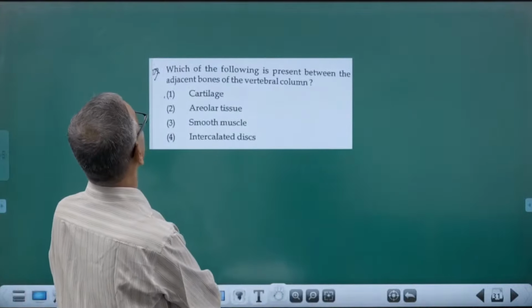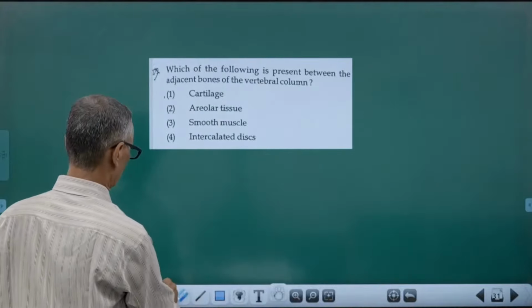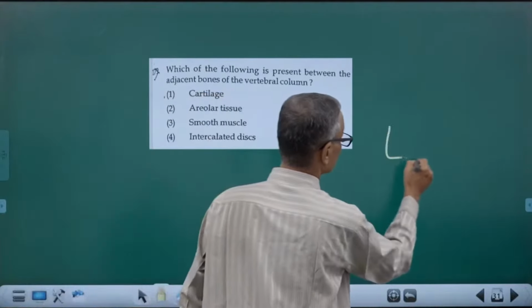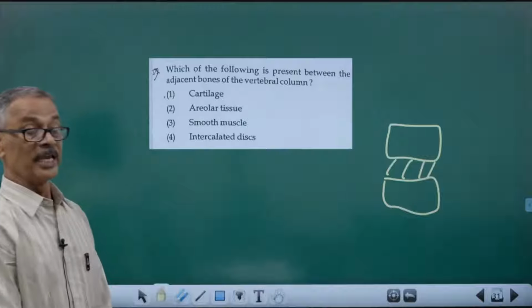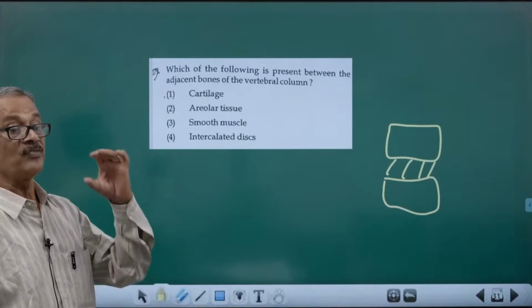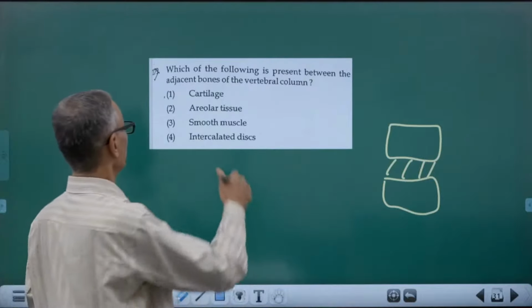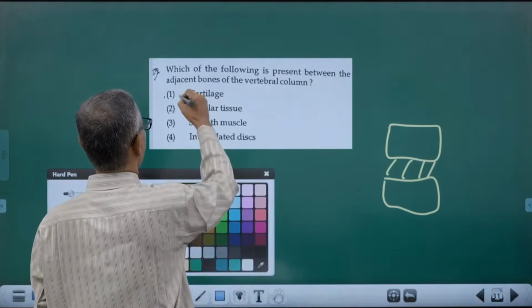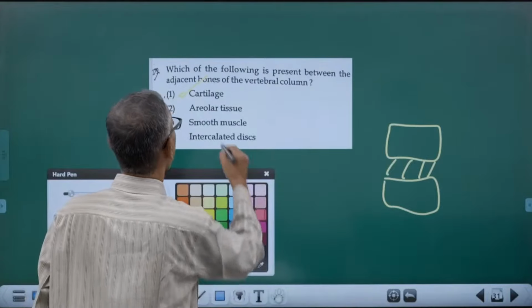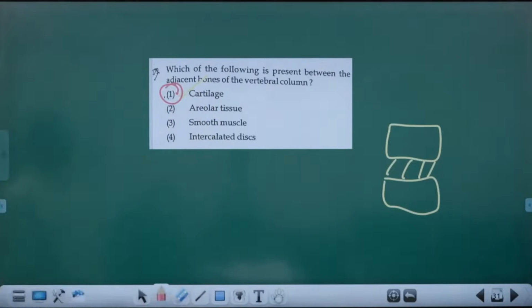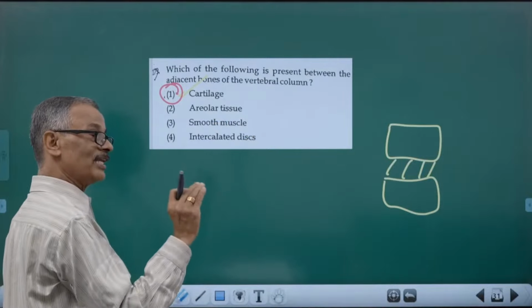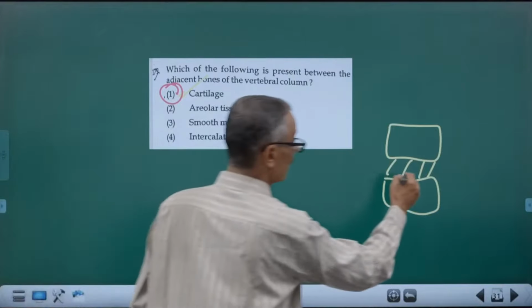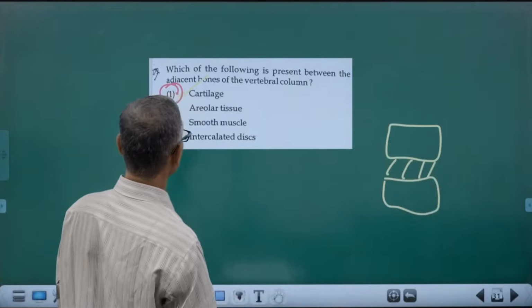Which of the following is present between adjacent bones in the vertebral column? In a vertebral column, the adjacent vertebrae are connected together by intervertebral discs. These intervertebral discs are made up of cartilage. Actually, they are fibrous cartilages. Intercalated discs are seen in the cardiac muscles. This is the intervertebral disc.